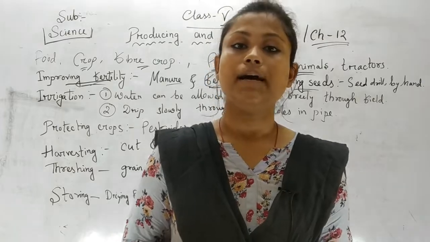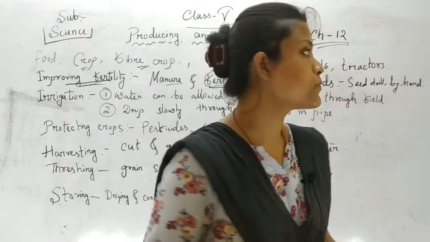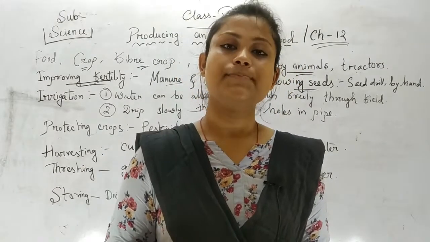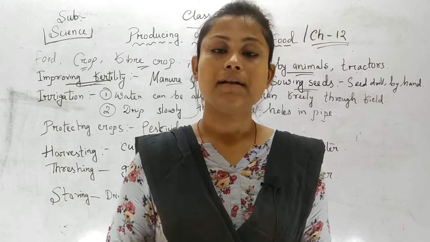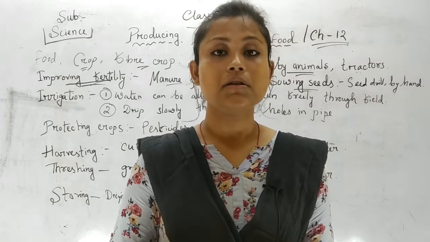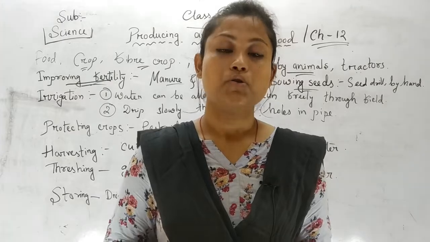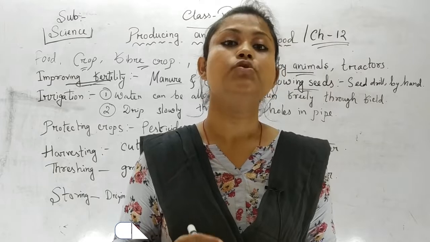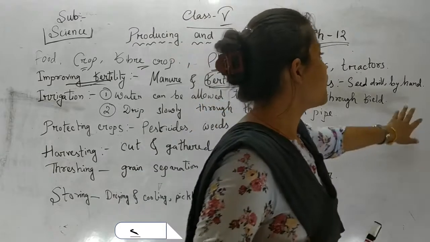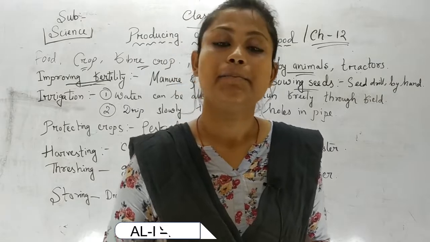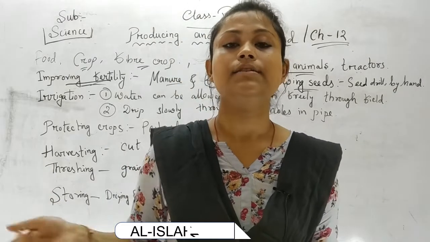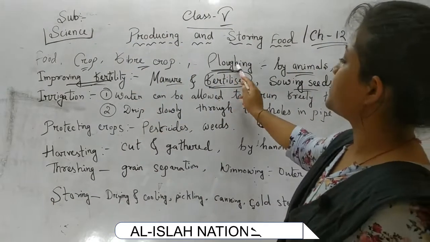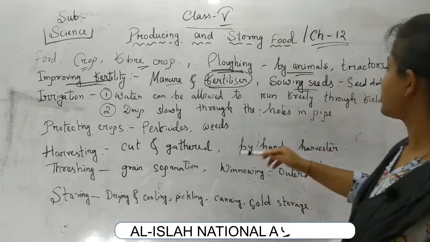Yes or no? And there are two ways in which we can sow the seeds. The first one is the seed drill. It is a machine, and in this machine there is a bowl-type container, and below it there is a pipe through which the seeds go into the soil. In this way the seeds get sown. And the second way is by hand. The farmers scatter the seeds on the field by hand.